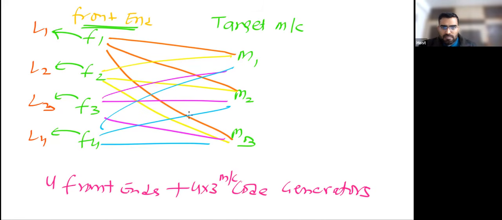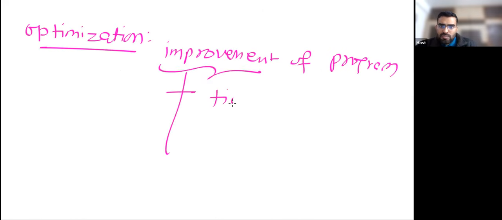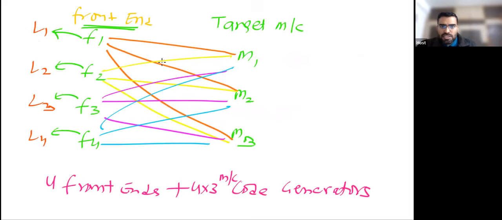Also, there is one more thing. There is a phase called the optimization phase. Now, optimization means improving the program. This you already know; we have already seen in the last 3 lectures that optimization basically means improvement of the program. This improvement means improvement in time, improvement in space, etc. So there is an optimization phase.